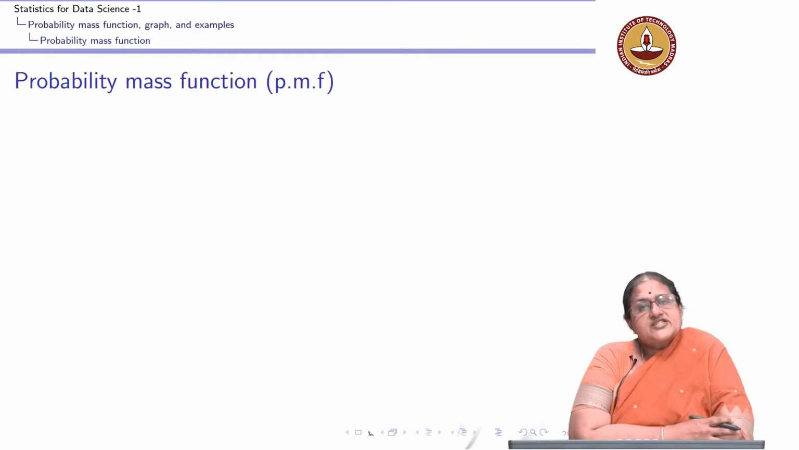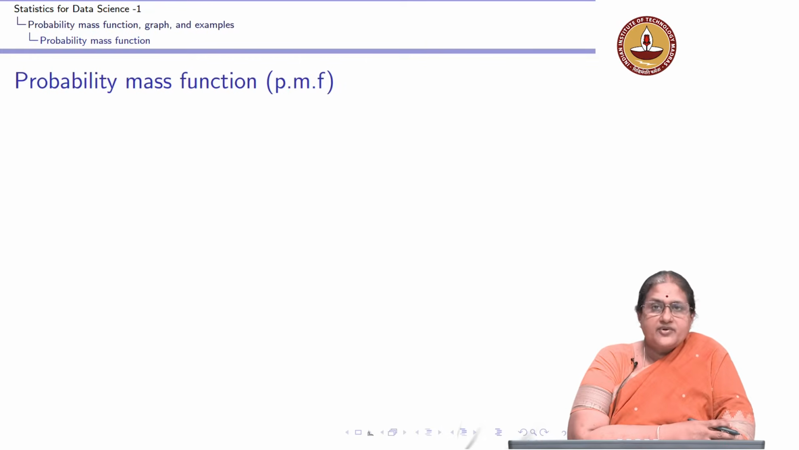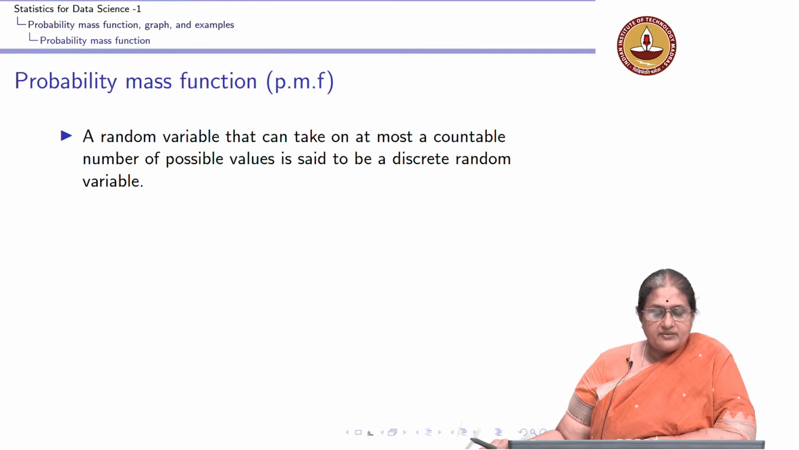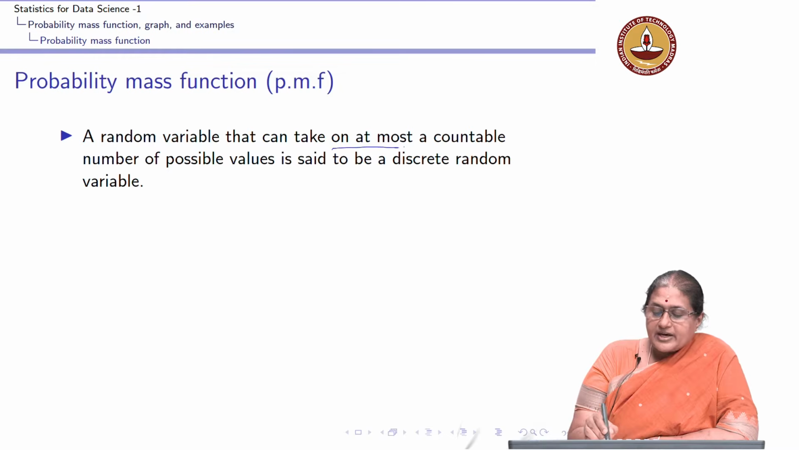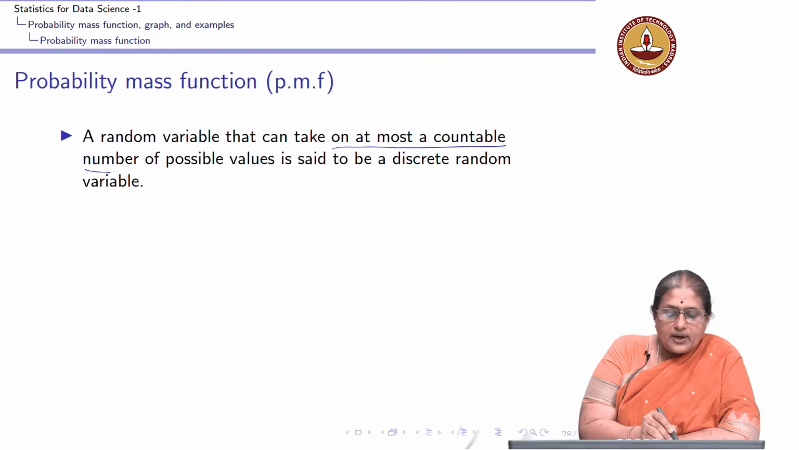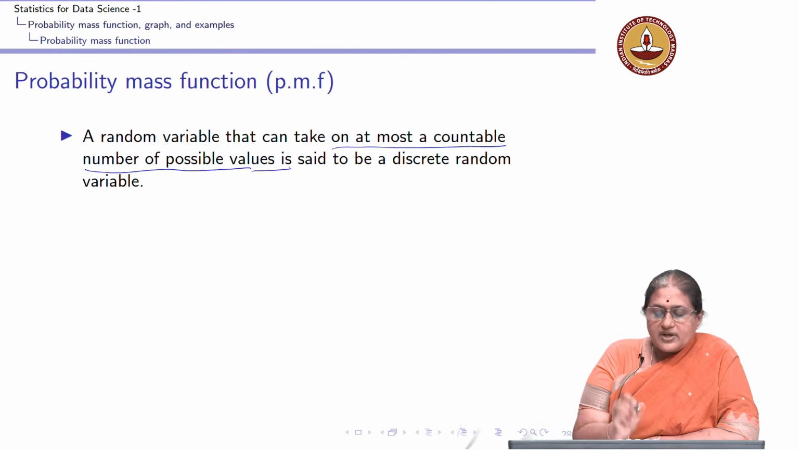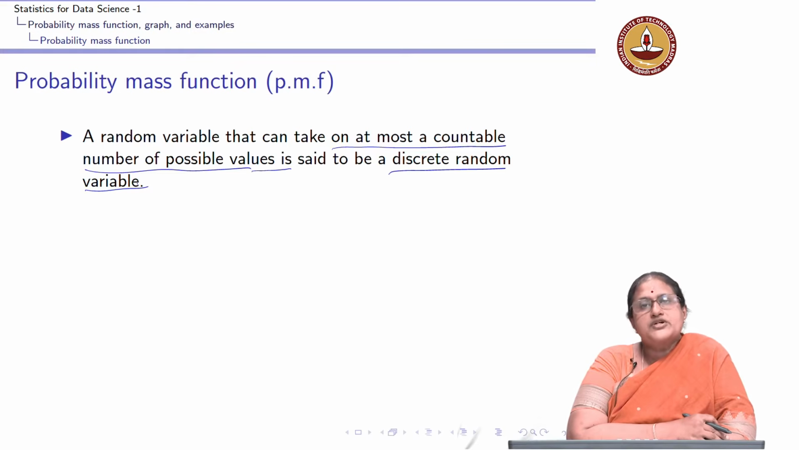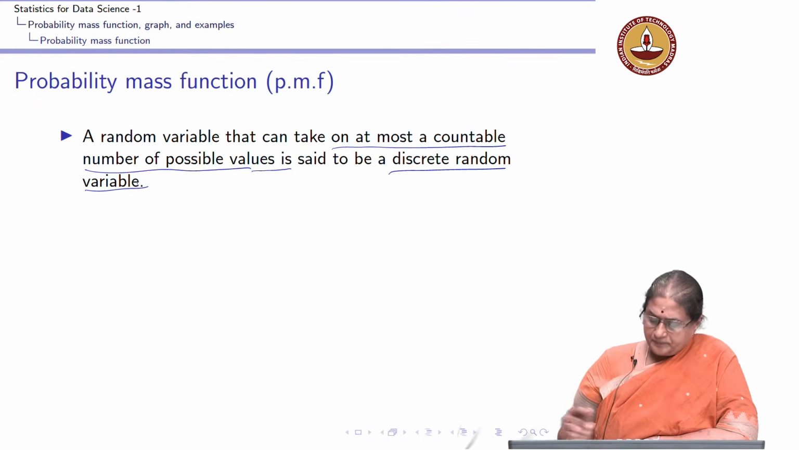We continue our discussion on discrete random variables. Again, recall, a discrete random variable is a random variable that can take on at most a countable number of possible values. We refer to it as a discrete random variable. We are now going to focus only on discrete random variables.